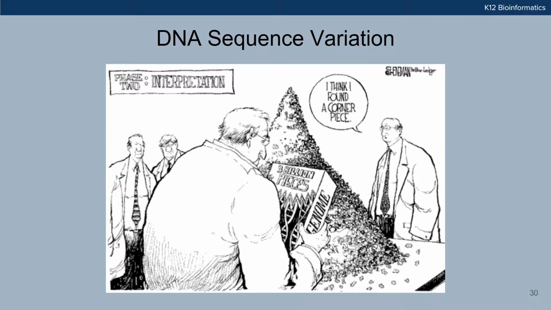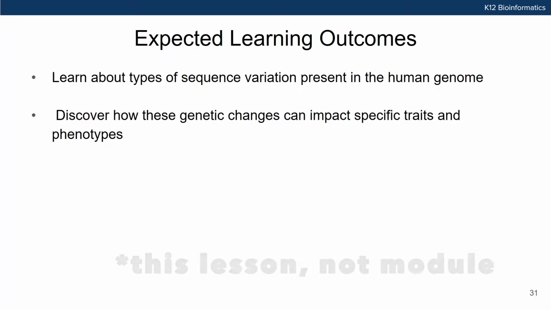In this module, we will be covering types of sequence variation in the human genome. The expected learning outcomes for this module are to learn about types of sequence variation present in the human genome, and discover how these genetic changes can impact specific traits and phenotypes.